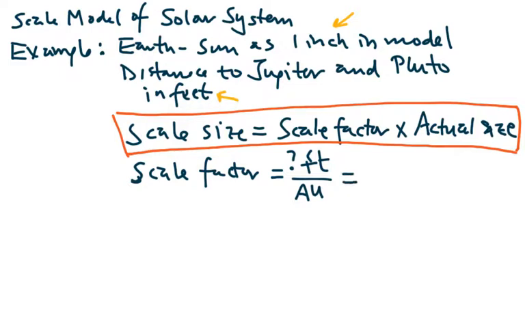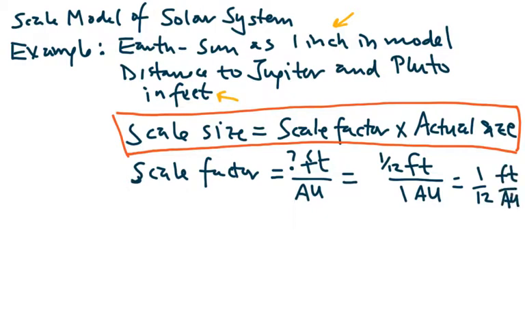And so for this problem, 1 AU, which is our benchmark of the Earth Sun, that's going to be equal to 1/12 of a foot, because 1 inch is 1/12 of a foot. So our scale factor for this problem will be 1/12, and that will help us switch from AU into feet.